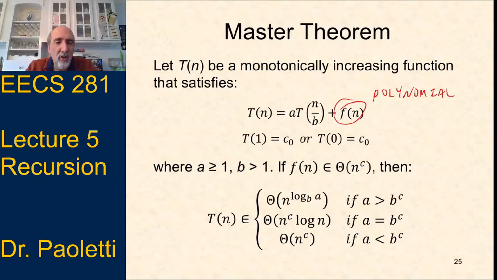So if that's a polynomial function, then we can do this. What we do is we look at what is the relationship? How is a related to b to the c power? What happens with that relationship? Well, if that relationship is greater than, we get one form, equals, we get a second form, less than, we get a third form. So each of these different forms gives us a different complexity class.